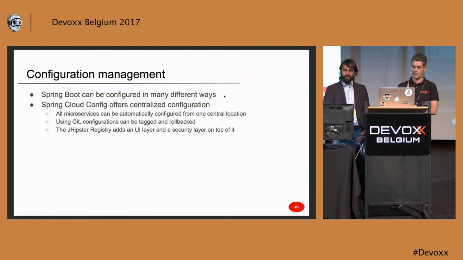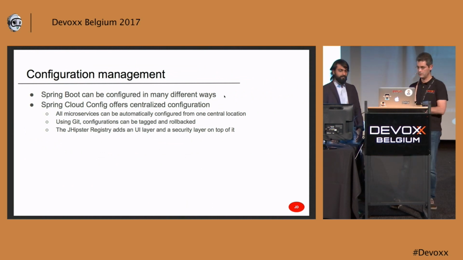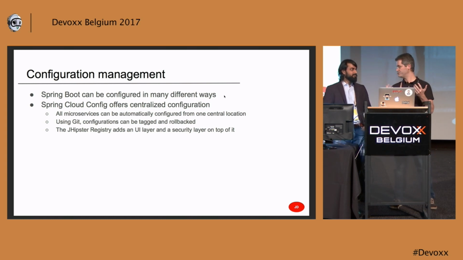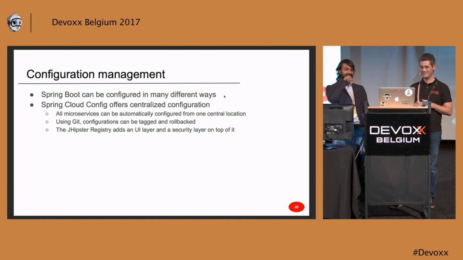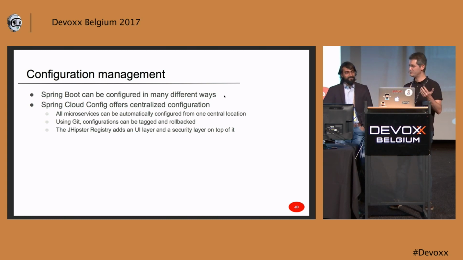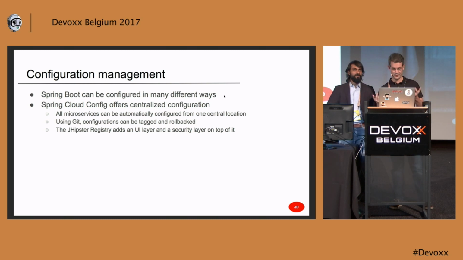Configuration management, as we saw also with JHipster Registry. Well, Spring Boot can be configured in many different ways. Officially, there are 13 ways to configure it. 30? I didn't know that. Yeah. Officially? Yes. On the website, there are 13 listed ways to configure Spring Boot. It's very complex to configure. No, it's very easy, but you get lots of options, so you've got to choose your options wisely.